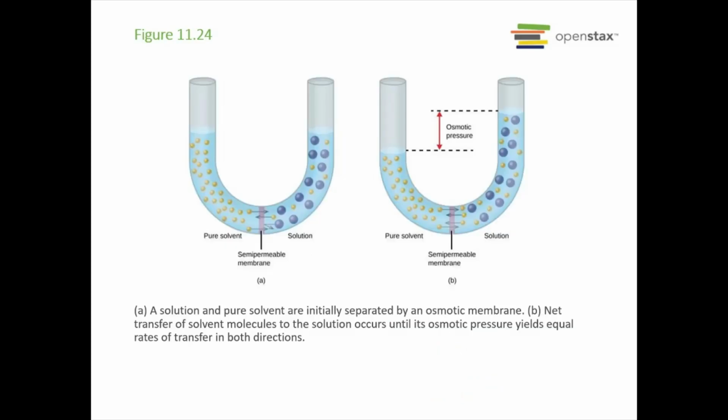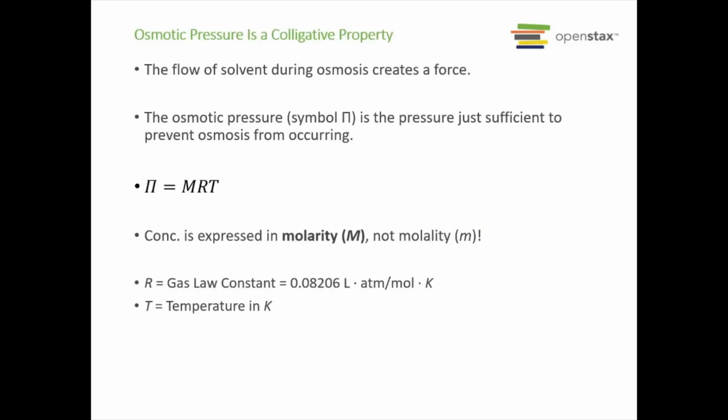So here's a much better drawing showing what's happening here. This flow of solvent, like I was saying, during osmosis makes this force, giving us osmotic pressure, and that's the pressure that is just barely enough to prevent the osmosis from occurring. So now we don't have any actual transfer.